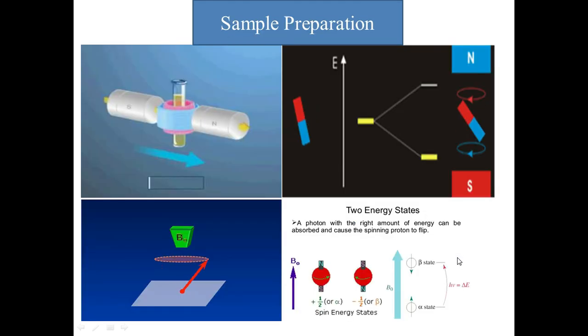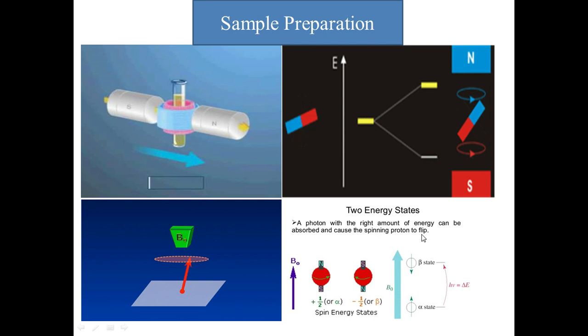Here is the sample preparation. We prepare the sample using a solvent without hydrogen, for example CDCl3 and DMSO. These types of solvents are free of hydrogen, so we can use these solvents. Suddenly the spinning is there. The magnet has north and south poles, and in our molecule the nuclei have spin.